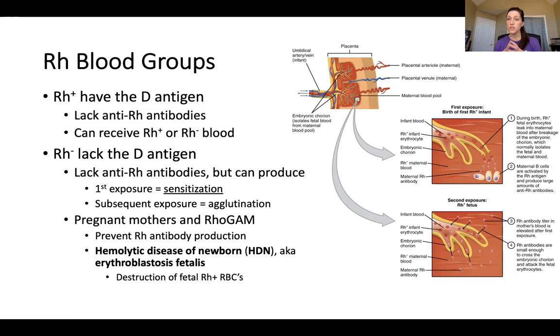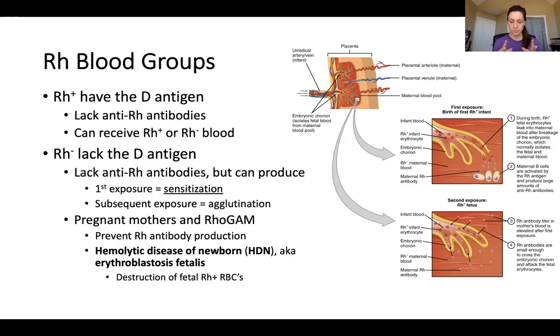So the first time you're exposed to the Rh antigen, or the D antigen, if you are Rh negative, it's sort of like an immunization, for example, like with vaccines. It's the first time that your immune system has encountered that, and so you become sensitized and begin forming anti-Rh or anti-D antibodies at that first exposure. That means you're not going to see an agglutination reaction until the second time that you're exposed to it.